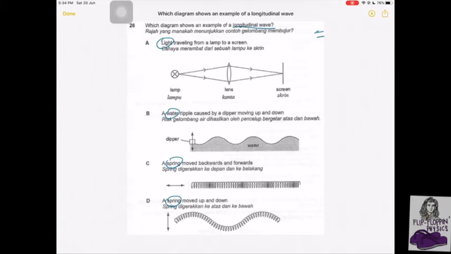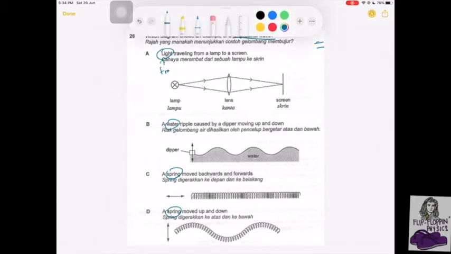So from the examples that I gave you before, we know that light is transverse. And we know that water is also a transverse wave. So these two will not be the answer. And then for the spring, it depends on the movement that it makes. If it moves up and down, then this is transverse. So then this must be the answer.